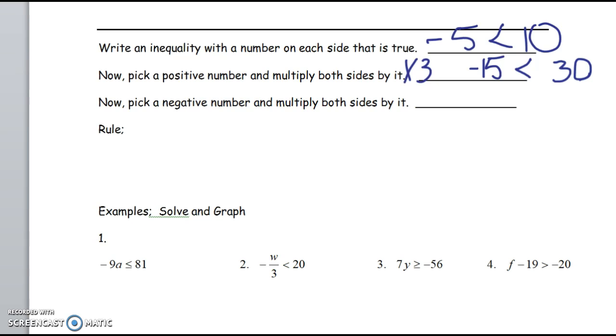Now I'm going to use the original one again. I'm going to pick a negative number. I'm going to pick -3 this time. So when I multiply -5 times -3, I get 15. And when I get +10 times -3, I get -30. So no matter what two numbers you started with, when you multiply by a negative, it changes their sign, which means now the inequality doesn't work, so we flip it. And I'm reminding everybody of this because it was a problem on the homework the other day.